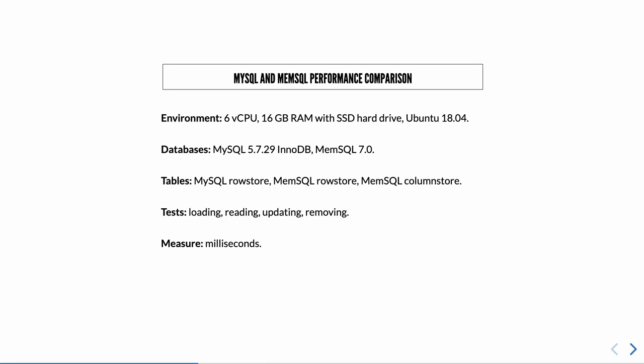So, I have heard lots of things from the MemSQL company that it's super fast, it's super great, but then I found information that it isn't. So I decided to check myself whether it's really good or not. I built a testing platform, and I took MySQL 5.7, which is used for Drupal, and the latest version of MemSQL 7. Different types of tables were used, row store and column store, and all aspects of working with databases have been covered. All measurements have been done in milliseconds.